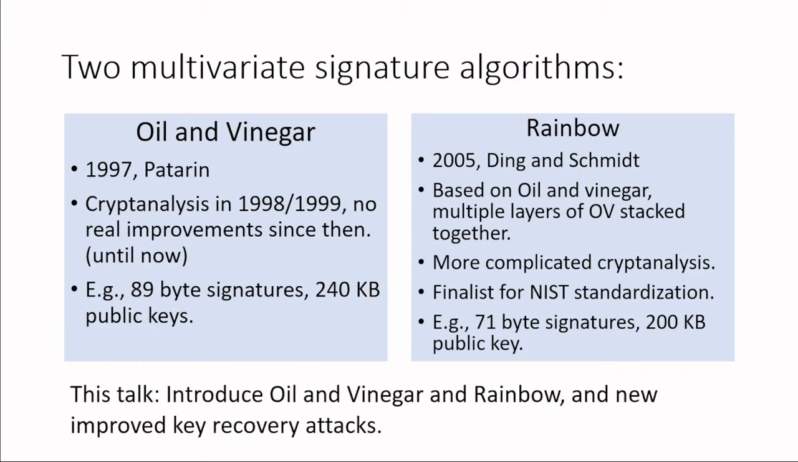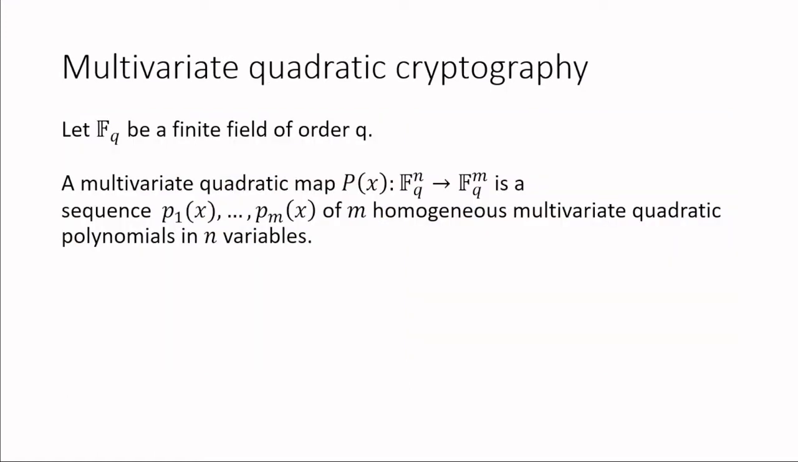And so in this talk, I'll first tell you how Oil and Vinegar and Rainbow work. And then I'll tell you about new improved key recovery attacks on these signature schemes. Okay, so I said Oil and Vinegar and Rainbow are multivariate signature schemes, and this means that they're based on a multivariate quadratic map. A multivariate quadratic map is just a sequence of homogeneous quadratic polynomials in a number of variables. So this gives you a map from F_q^n to F_q^m.